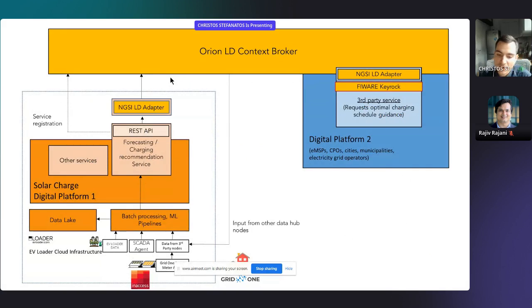So what we will be doing for this project is to enable both the solar producers and the different EV charging stakeholders to share information through the context broker tool. And of course, they will be authenticated using iSHARE and FIWARE Keyrock authorization processes.